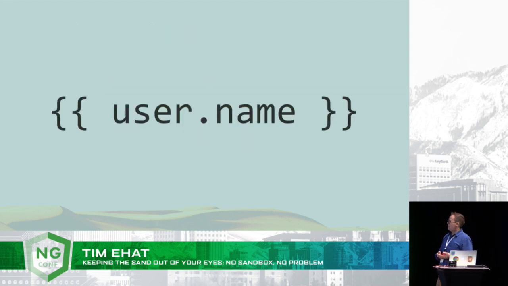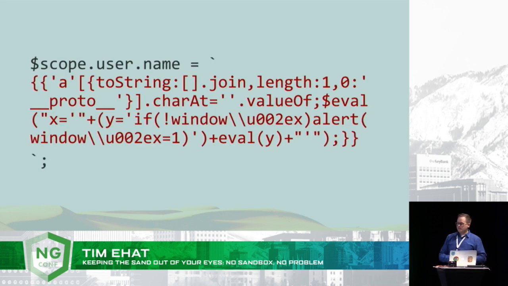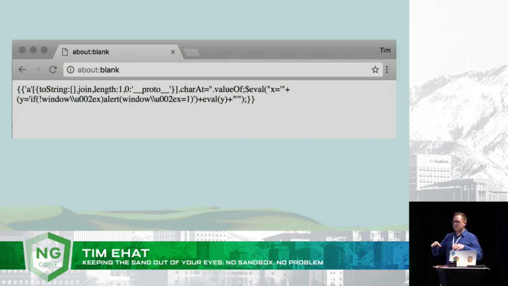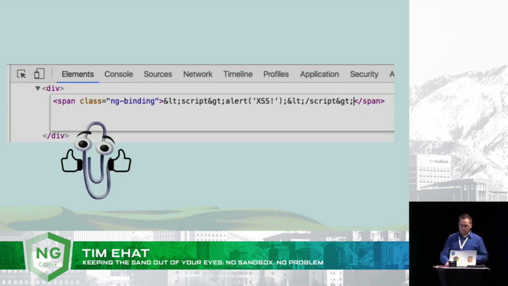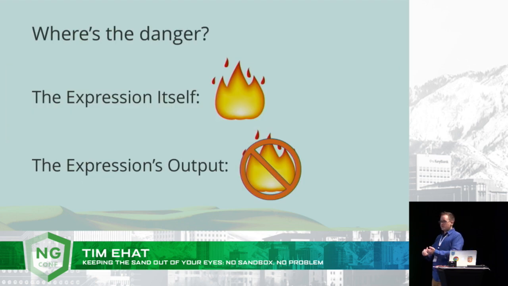If I have user.name as my expression, and my user comes along and sets their username to one of these nasty exploit strings, Angular is going to treat that as user data. It's not going to look inside of that and try to parse it as an expression. I'm just going to get this nasty, ugly text in my browser, but it's not executing in the browser, just like we talked about. So user.name was this script tag, got escaped, and we were good. Again, the danger is in the expression itself, if someone else has control over your templates, not what comes out the other end of your expressions.